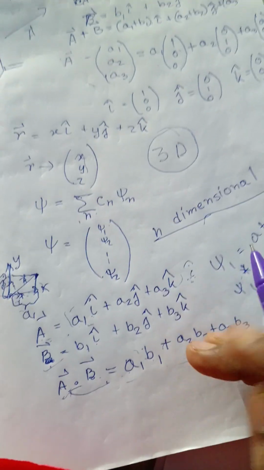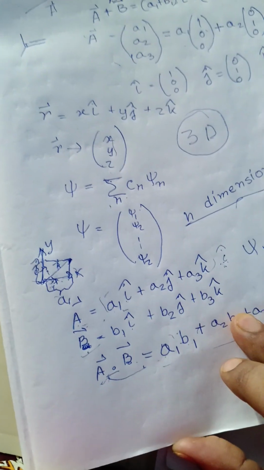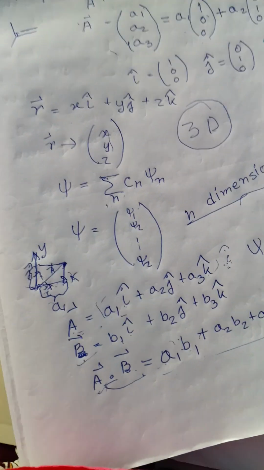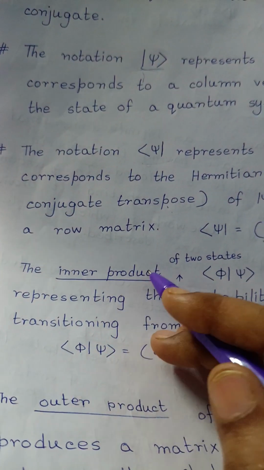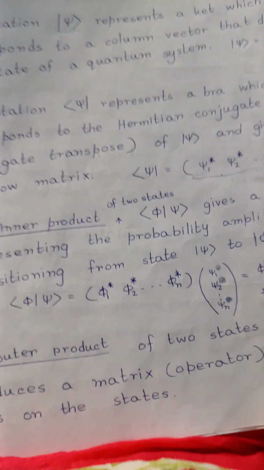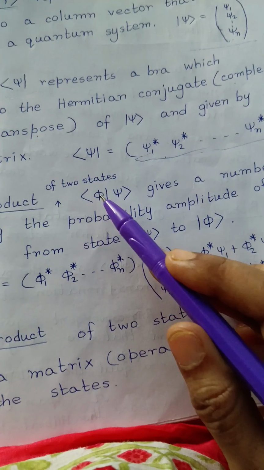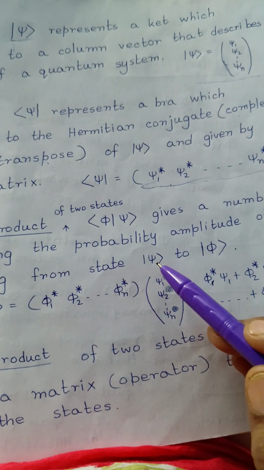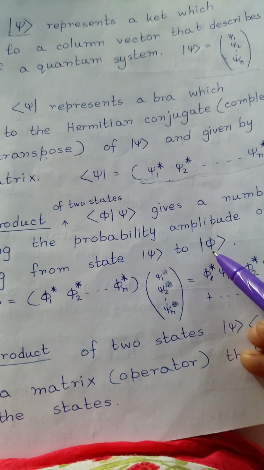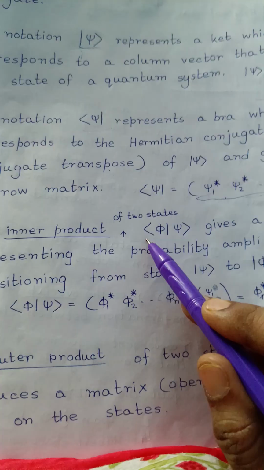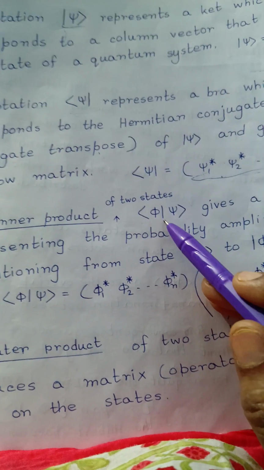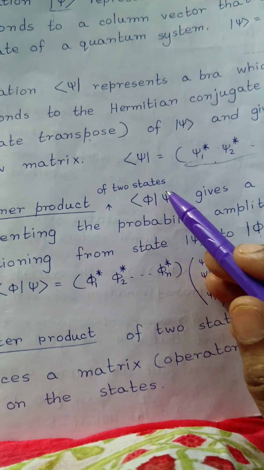Now how can we express this dot product in the language of linear algebra? In the language of linear algebra, this dot product is known as the inner product. And how do we represent the inner product? Suppose we have two state vectors, phi and psi. The symbol for the inner product will be like this: bra phi, and with the same line we write ket psi.